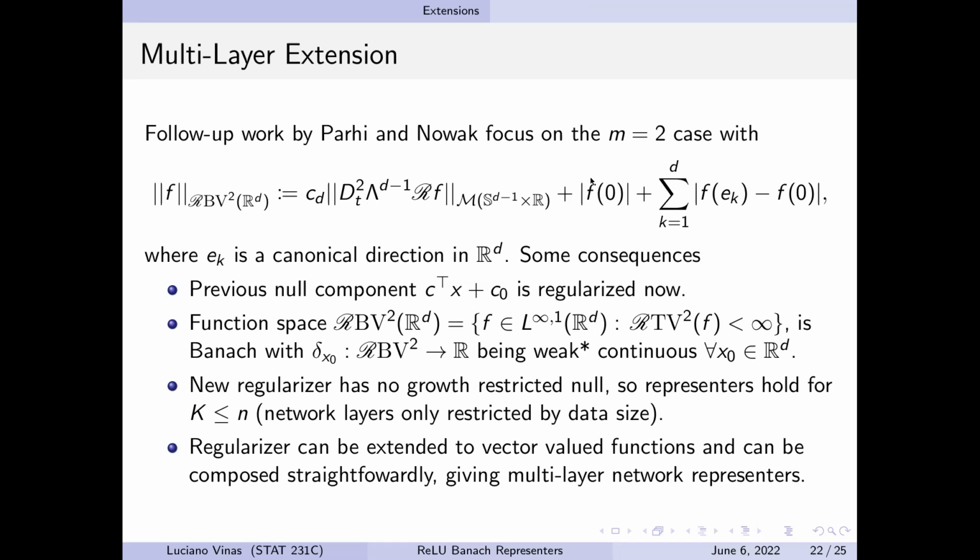What you see now is that this f naught is in the regularization, so that bias offset is going to be regularized in the skip connection. And lastly, the linear part of the skip connection is also going to be regularized. So that's nice, we have some agreement there. We have a new function space associated with all of this.